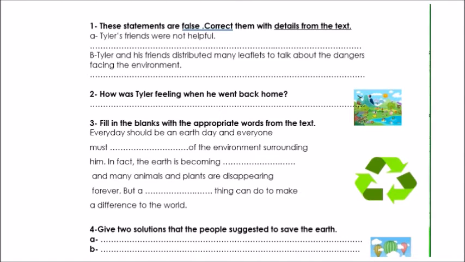Tyler and his friends distributed many leaflets to talk about the dangers facing the environment. Okay? What was wrong here? And we correct it. How was Tyler feeling when he went back home? That's a question. So, esa es una pregunta.